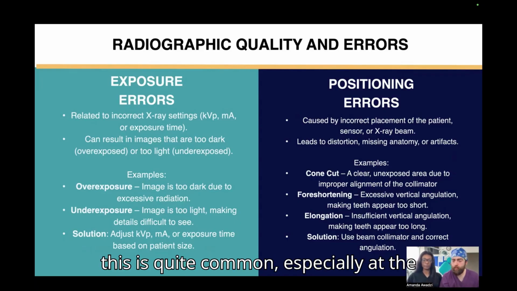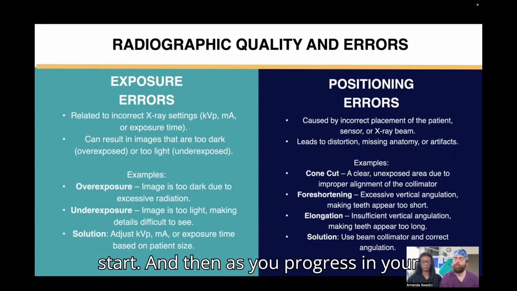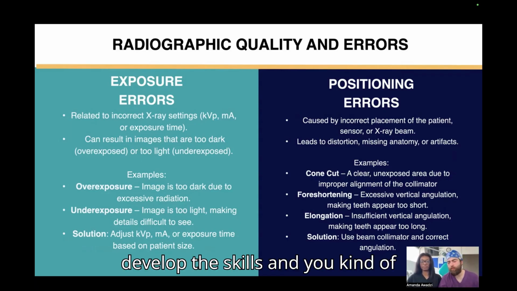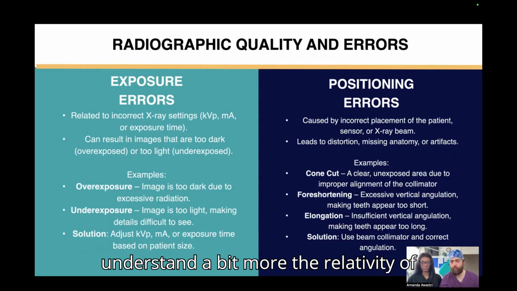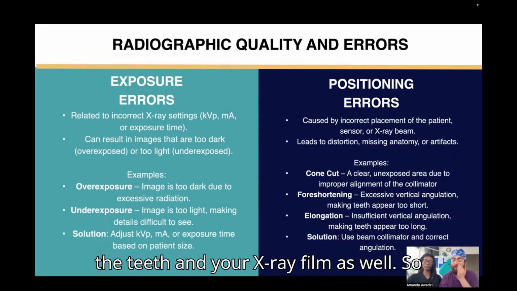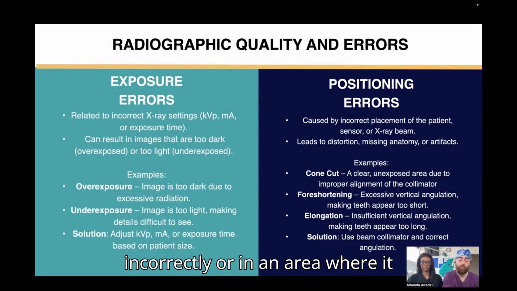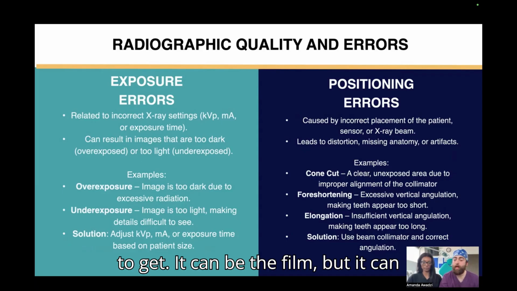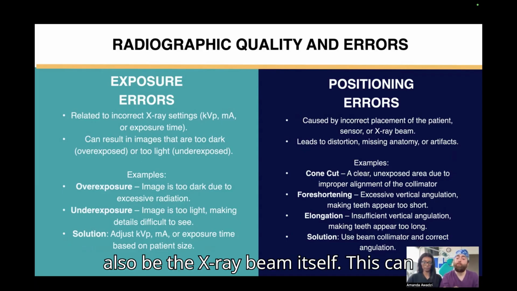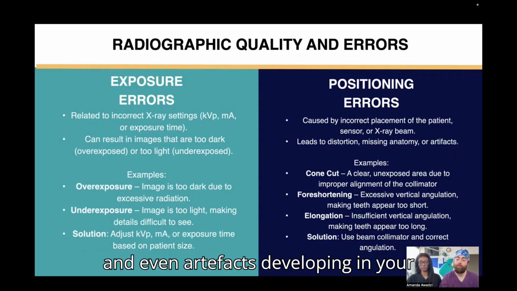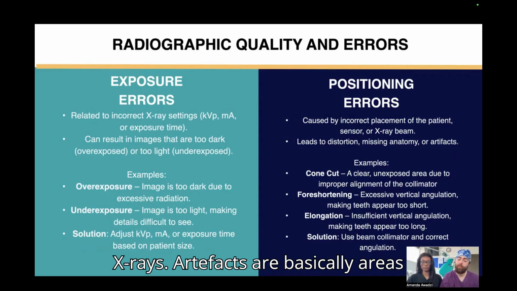Another type is positioning error. So this is quite common, especially at the start, and then as you progress in your career and you develop the skills, you understand a bit more the relativity of the teeth and your X-ray film as well. So it's usually caused by placing the film incorrectly or in an area where it doesn't quite capture what you're trying to get. It can be the film, but it can also be the X-ray beam itself. This can lead to distortion and missing anatomy and even artifacts developing in your X-rays.